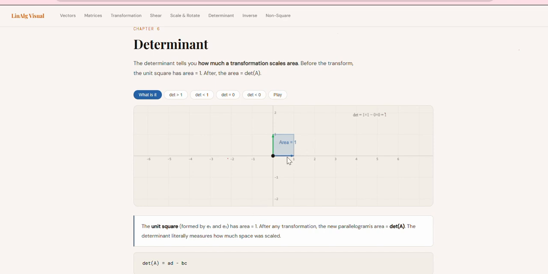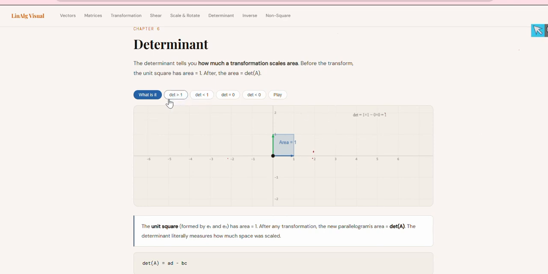Okay, but what if I scale it up, with the i-hat factor at 2 and the j-hat factor at 2? Then the area of this square becomes 4, right? The area for this is going to be 4. So basically, the determinant tells you how much the transform scales the area.